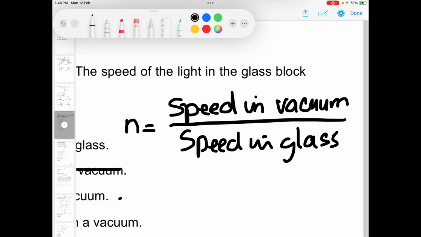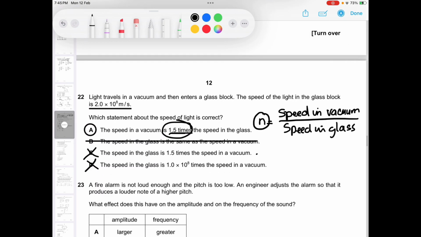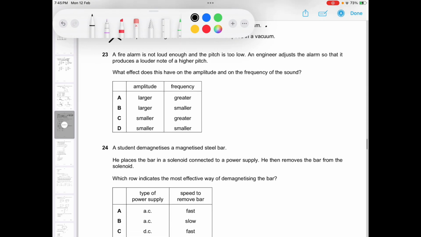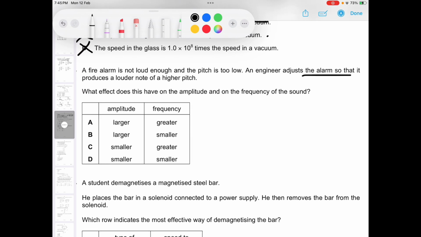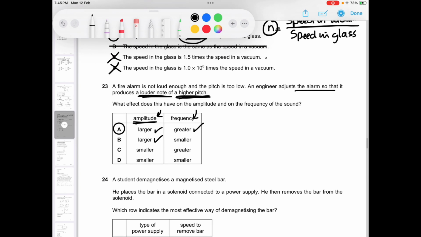And N is usually like 1.5, 1.6 in this range. A fire alarm is not loud enough and the pitch is too low. An engineer adjusts the alarm so that it produces a louder note on a higher pitch. What is the effect on amplitude and frequency? Now, louder note, that means the amplitude is greater. Higher pitch, that means the frequency is greater. So the answer here is A.